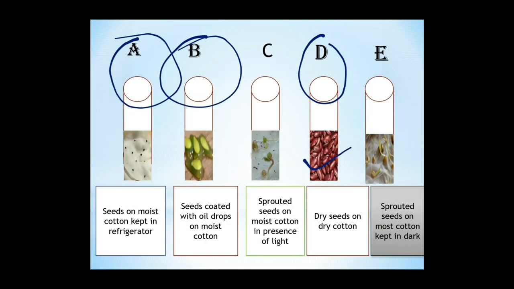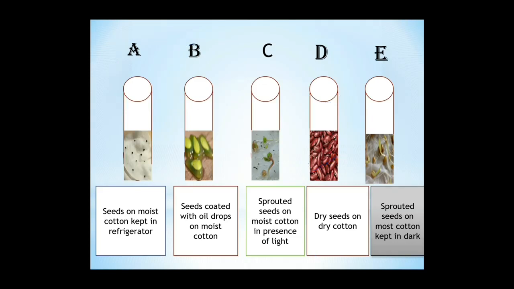So finally what we can understand is that there are some conditions missing in sets A, B and D. That is why seeds did not germinate in set A, B and D. But seeds germinated in set C and E because they had all conditions to grow. So finally what we can conclude is that all the conditions are necessary for the germination of seeds, and those conditions are right amount of temperature, light, moisture and water.